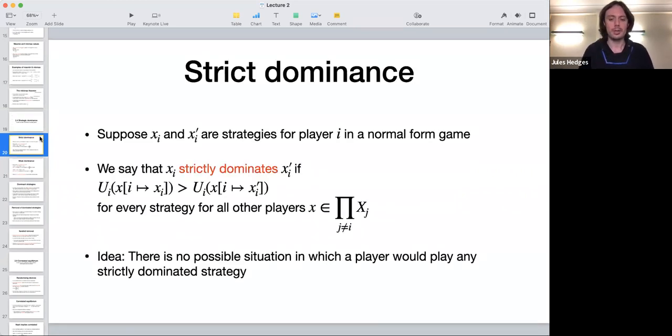So suppose we have a player in a normal form game, and suppose we have two different strategies for them. We're going to say that the first one strictly dominates the second one if for every strategy that all of the other players could do, the first one will always lead to a higher utility for player i than the second one. So the idea is that no matter what, there is no conceivable situation in which player i would ever play the second one, because playing the first one will always be better no matter what.